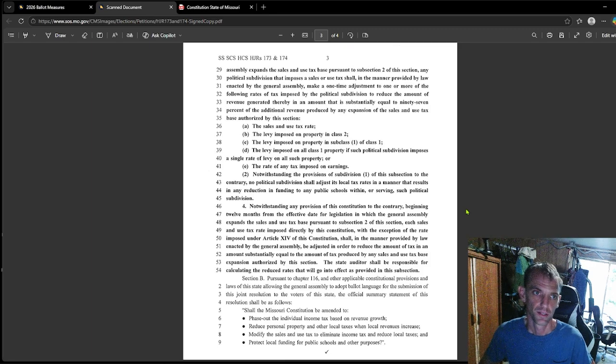A, the sales and use tax rate. B, the levy imposed on property in Class 2. C, the levy imposed on property in subclass 1 of Class 1. D, the levy imposed on all Class 1 properties if such political subdivision imposes a single rate of levy on all such property. Or E, the rate of any tax imposed on earnings.